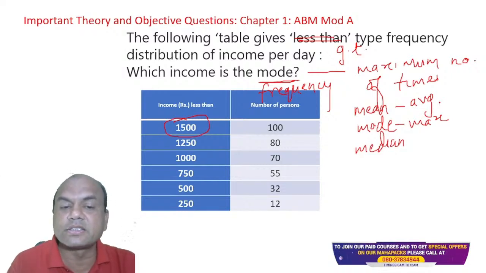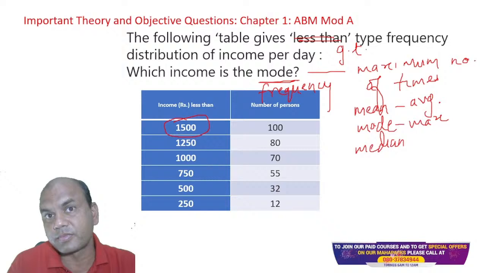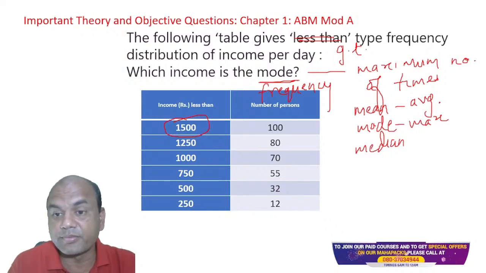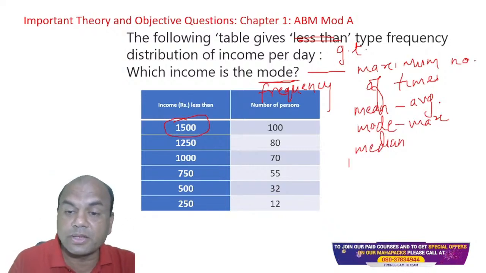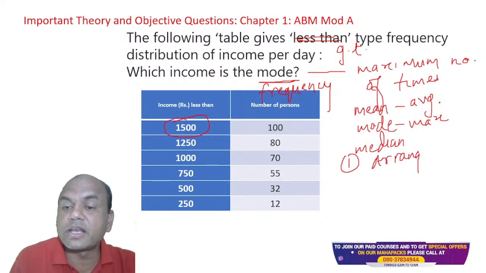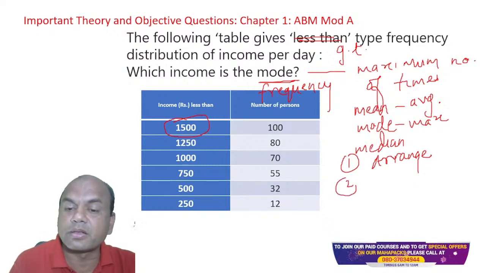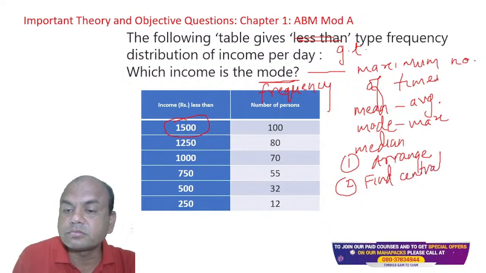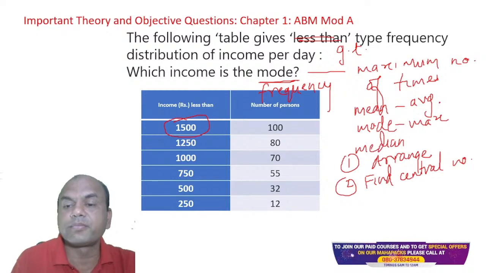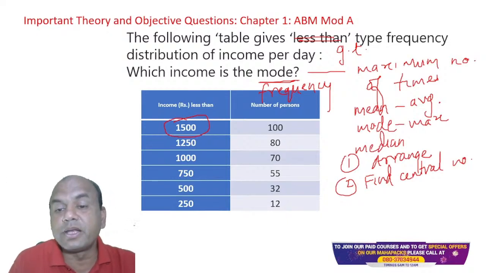I'll arrange these numbers in serial order, either ascending or descending. There are two steps to median. First, arrange them in serial order, and then find the central number. Find the central number. So this is known as median.